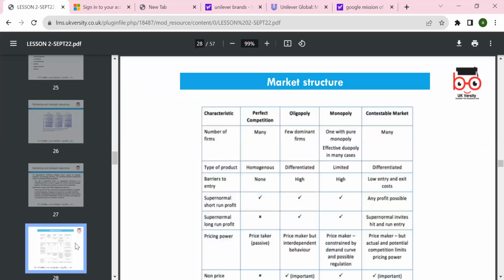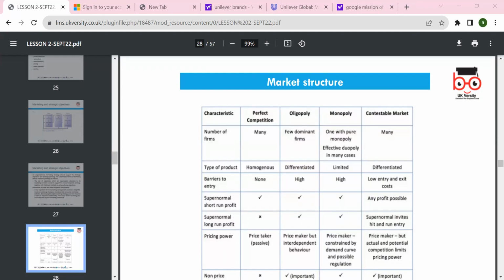When you look at the environment, you have to understand what sort of competition we have. If you have perfect marketing or perfect competition, this term is also used in economics. Perfect competition.